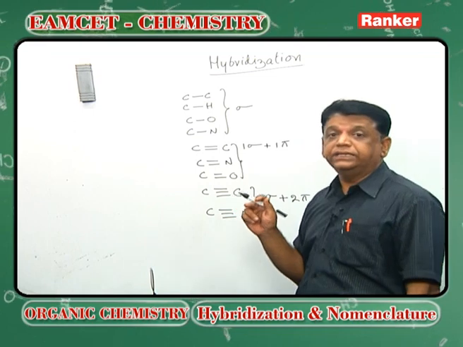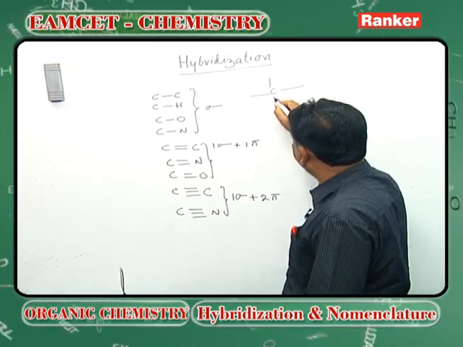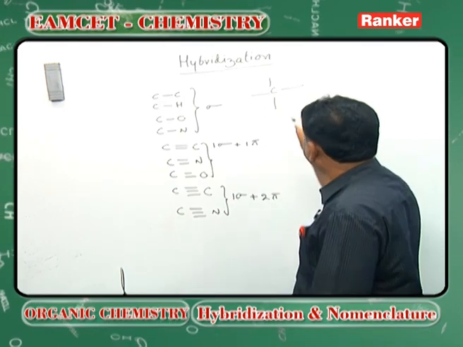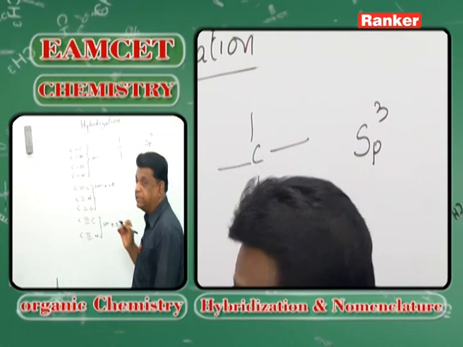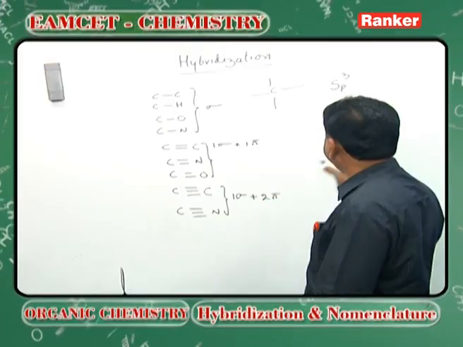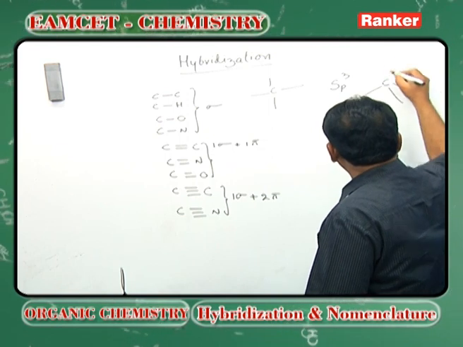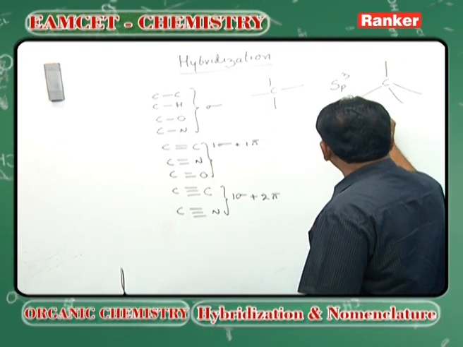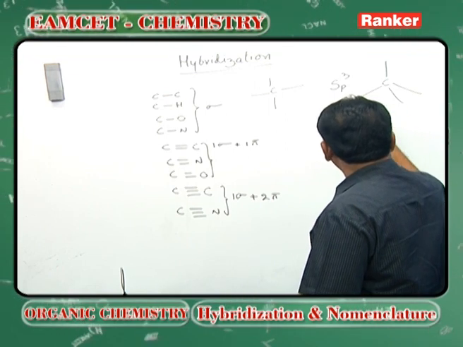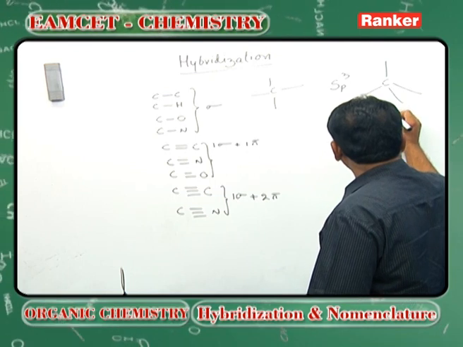How many sigma bonds is it making? Whenever carbon makes 4 sigma bonds, the hybridization is sp3 hybridization, right? Its structure will be just like a tripod and a candle type structure. This is called the tetrahedral structure.